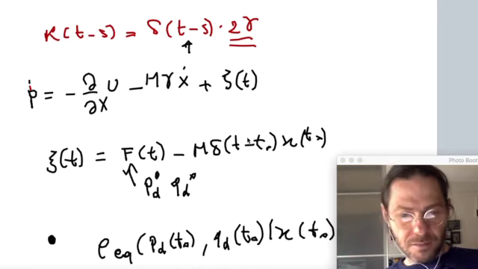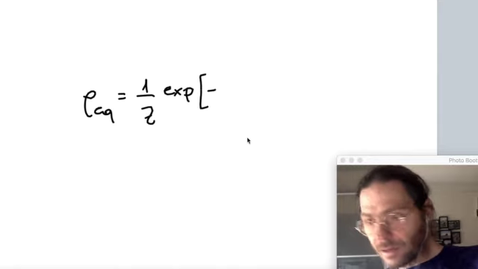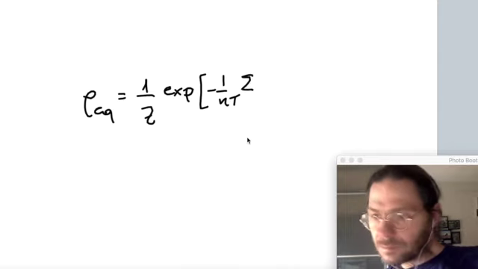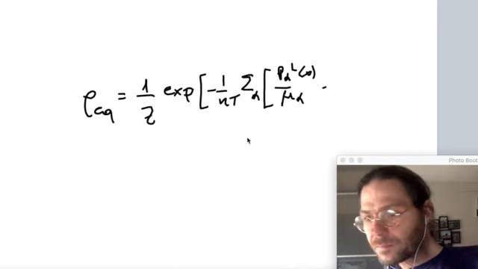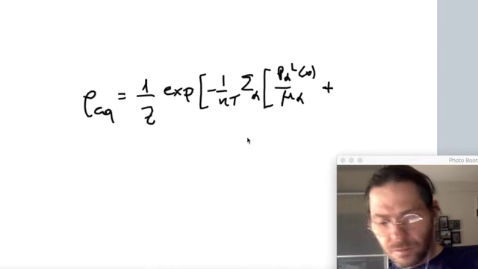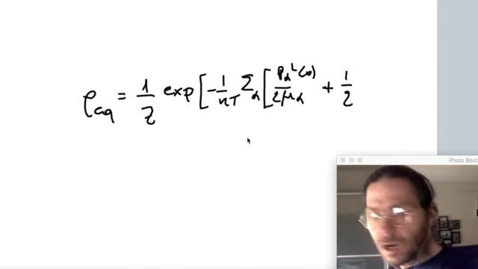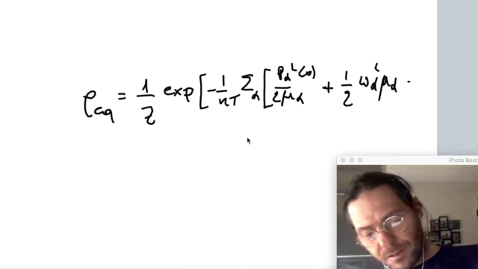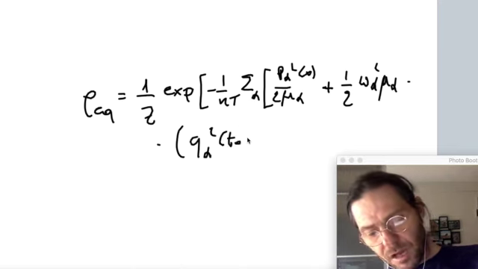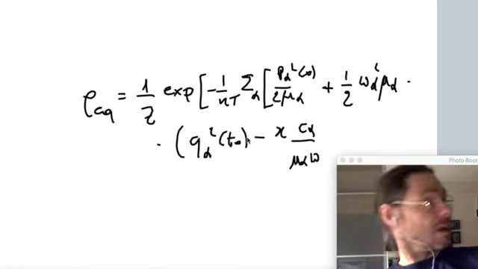And Boltzmann means, I don't have room here to write, let me just say it is something like a constant times e to the minus 1 over kT, of p alpha squared at t naught divided by 2 mu alpha, plus 1/2 omega alpha squared mu alpha times q alpha squared at t naught, minus x, with some constants c alpha, mu alpha, omega alpha.